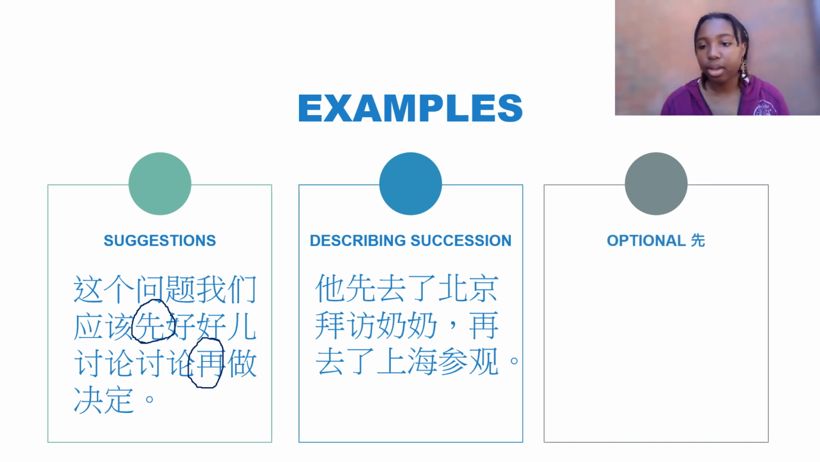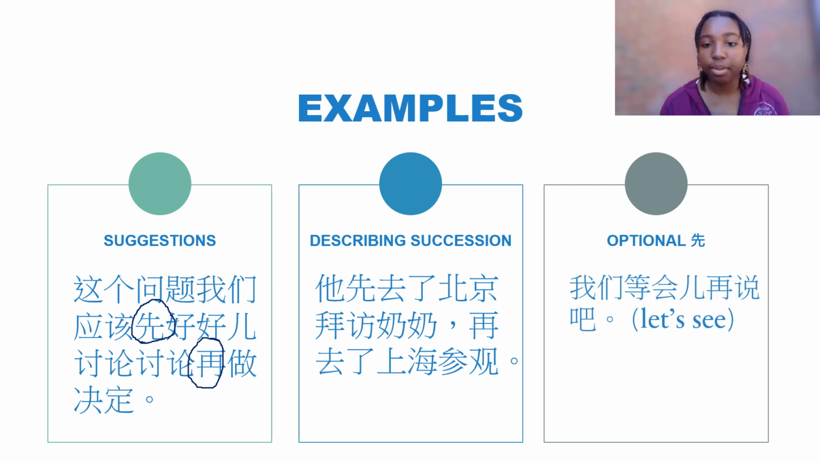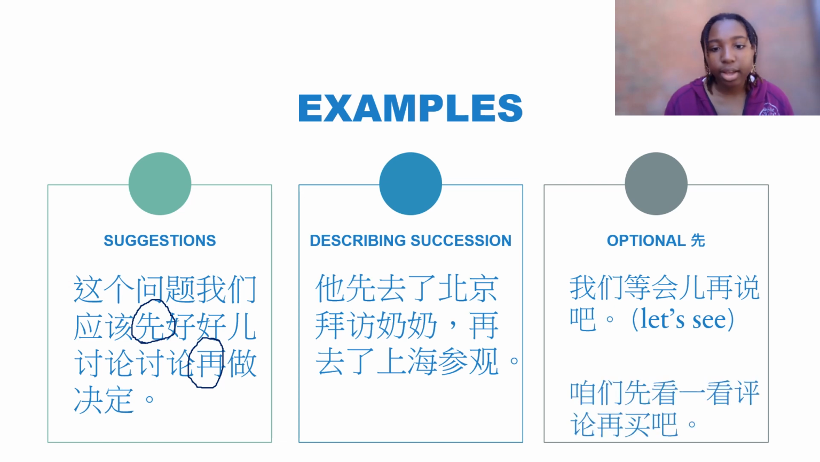And 第三个 so optional 先 just taking out the 先 to show how that would look. 我们等会儿再说吧。And this is also a suggestion as well, but it's showing the favorability of doing the first thing first before doing the other thing. And this is a nice set phrase, like, let's wait a minute, let's hold off before we say. And 第二个，咱们先看一看评论再买吧。So let's look at the reviews online. 咱们看一看评论再买吧 and then purchase it after doing that. So using 才买 will be understood, but 再买 shows the favorability and the appropriateness of waiting before going through with the purchase.